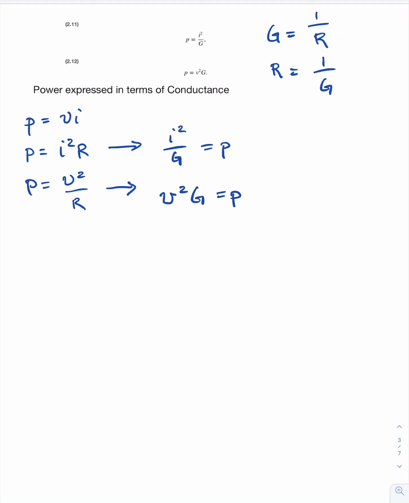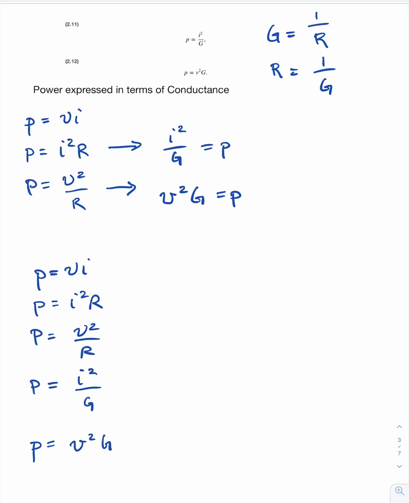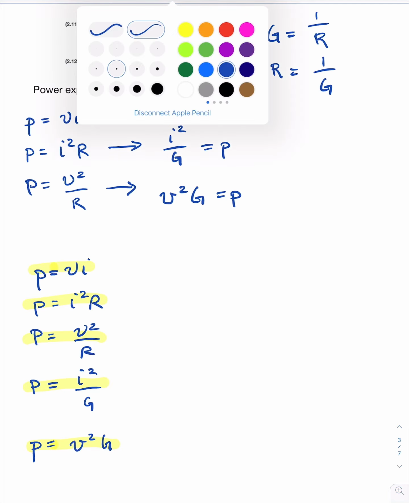So we now have P equals VI, P equals I squared R, P equals V squared over R. Power is equal to I squared over G, and power is equal to V squared times G. So we have 1, 2, 3, 4, 5 different ways to express power.